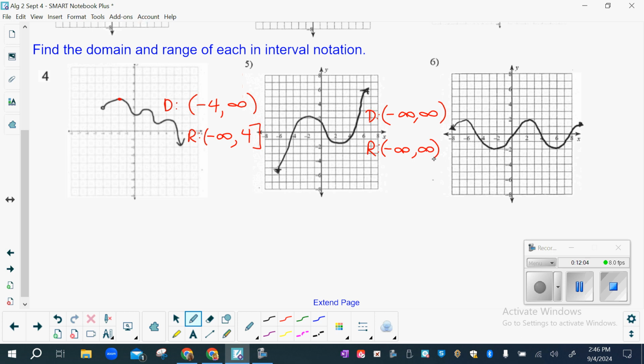Okay, number 6 is different though. Let's get this group over here. Tell me the domain for number 6. Yeah, negative infinity, this arrow here, negative infinity. This arrow here goes to infinity. And then what's our range on this one? The lowest value is a -2, right here, bracket -2, and then highest value would be 2 and another bracket. Okay? Questions on that?